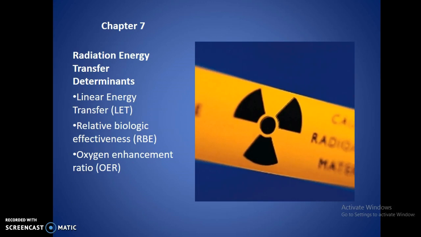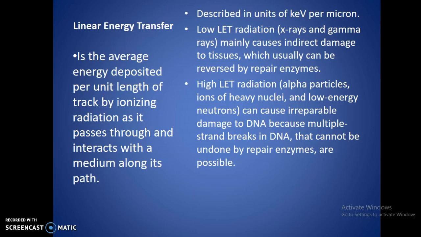Radiation energy transfer determinants, basically the three of them on there: linear energy transfer, relative biologic effectiveness, and oxygen enhancement ratio. These determinants determine how effective the radiation is. Linear energy transfer is the average energy deposited per unit length of track by ionizing radiation as it passes through and interacts with the medium on its path. So as the radiation goes through the body, the energy is measured in these tracks. Tracks are just these little measured off areas, like a centimeter or an inch at a time, and they average those through. Usually described in keV per micron.